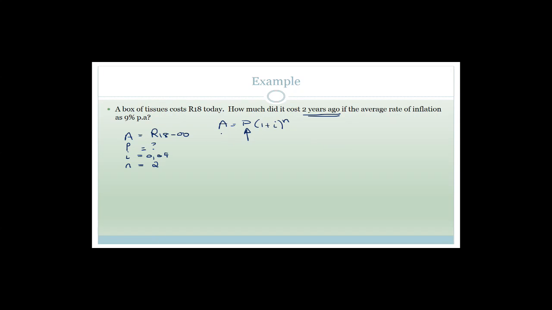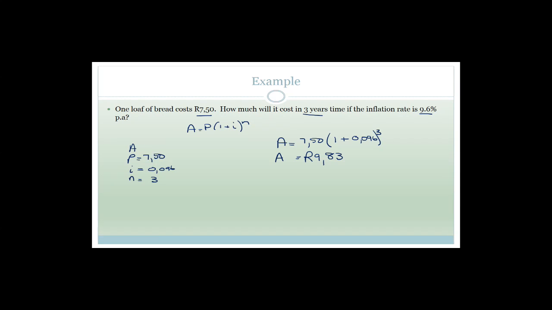Okay, so now we substitute into here again. I know that in the last example I said to you that now was P, but the reason being is that we were working out inflation into the future. So therefore, this is the amount that was getting out. So that was the future. In the future, the amount is how much you're getting out, and the P is what you're currently paying, right?